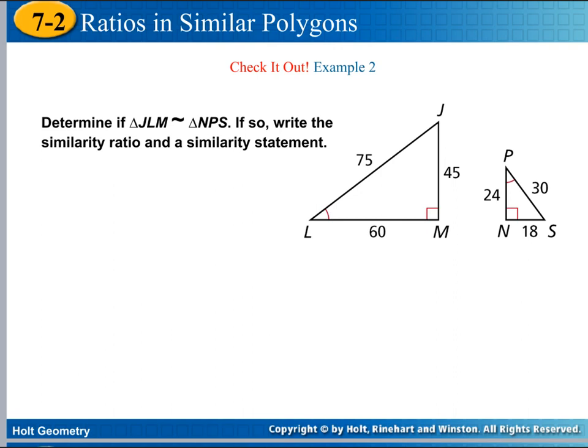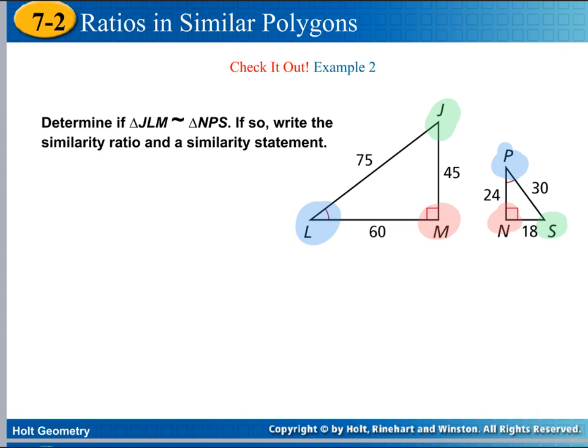So let's match up the corresponding angles to start with. So I can see that this right angle here is going to match this right angle. We have this angle with one tick mark, L, that's going to match angle P because that has one tick mark. And then by the third angle theorem again, J is going to correspond to S.